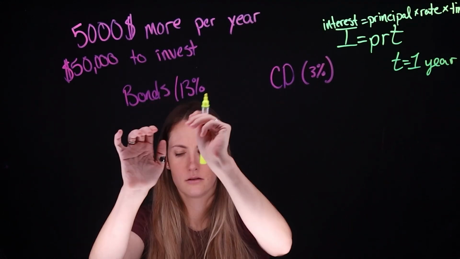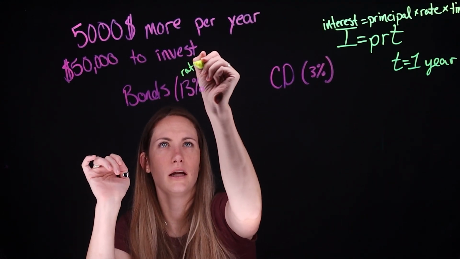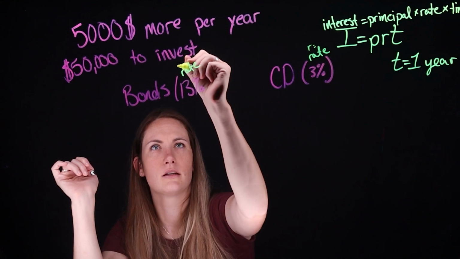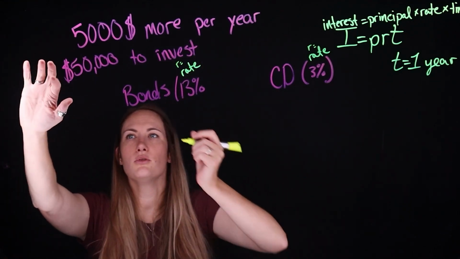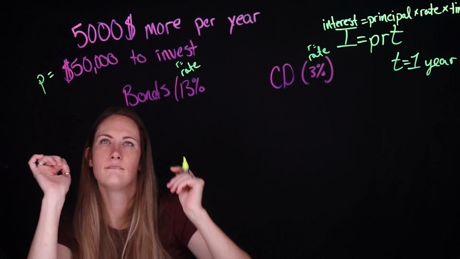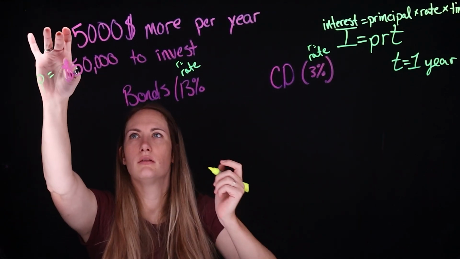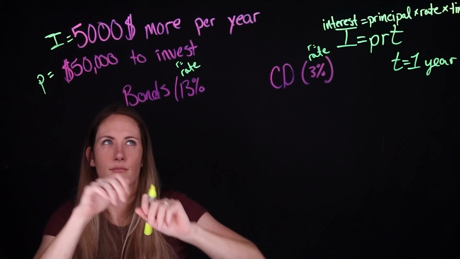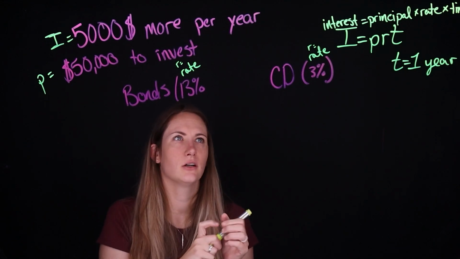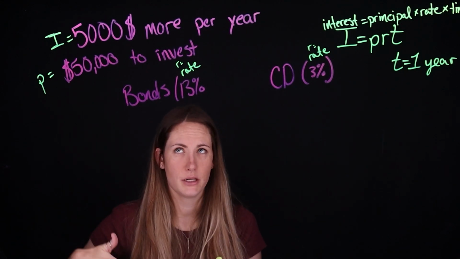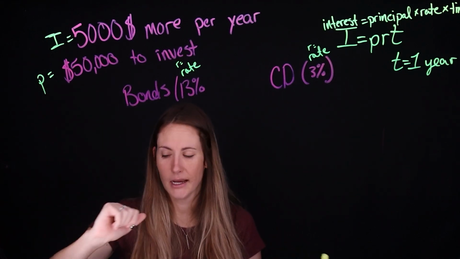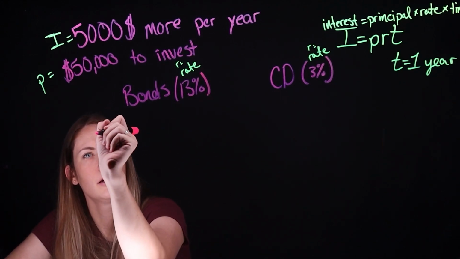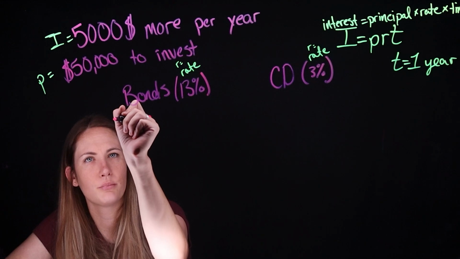Our rates, here's our rates, rate, which is R, so R equals these. And then our principal is this 50,000 right here. And our goal is that our interest equals this. So we have our I's, our P, our R, and our T. What we don't know is how much I need to put in bonds and how much I need to put in CDs. So I'm going to finish that parenthesis, it's bothering me. I'm going to set it up as our principal is here.